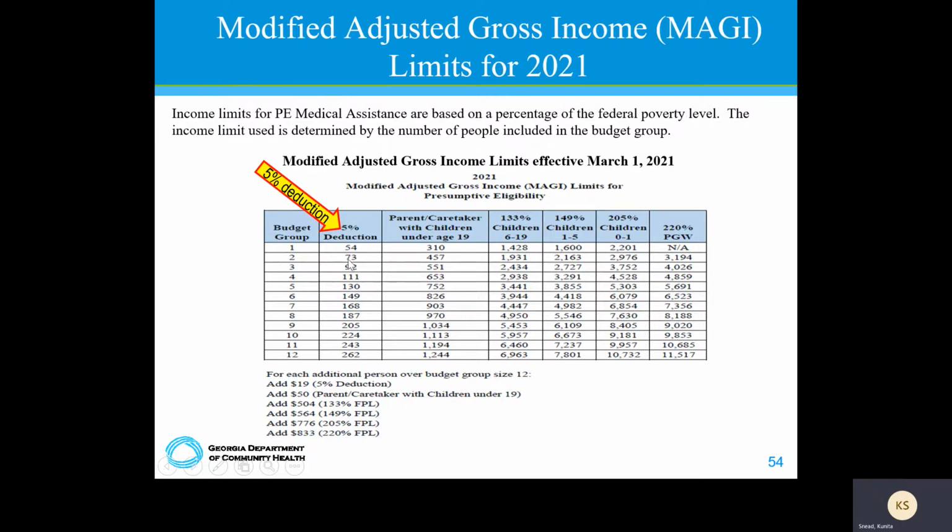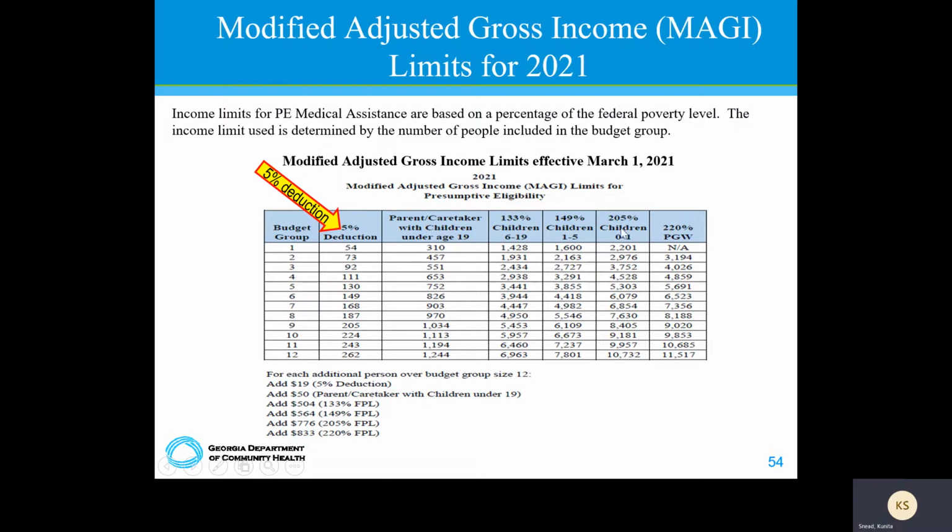$73. We need to subtract $73 from her income, which is $475. So once we subtract that $73, her income is now $402. Then we compare it to the income limit. Now she is eligible. They are eligible for parent caretaker based off of that. And of course, remember, they still have to meet those other criteria about being a Georgia resident, U.S. citizen, qualified immigrant, and all of that. We're just really talking about income right now.